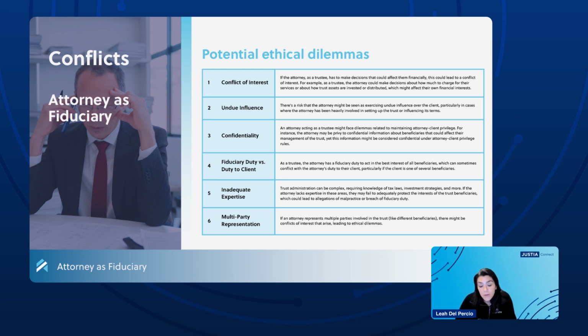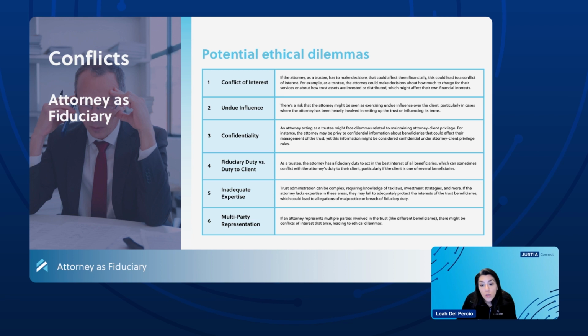Your fiduciary duty versus your duty to the client. As a trustee, you have a fiduciary duty to act in the best interest of all the beneficiaries. That can sometimes conflict with your duty to your client, the fiduciary, particularly if you're also one of several beneficiaries. So again, these things can just get hairy.